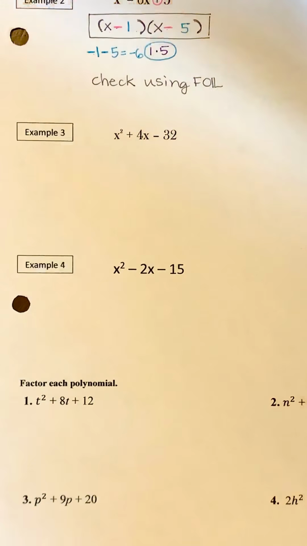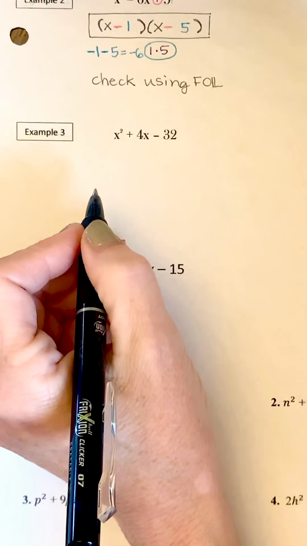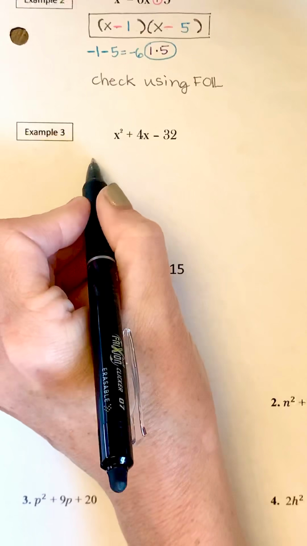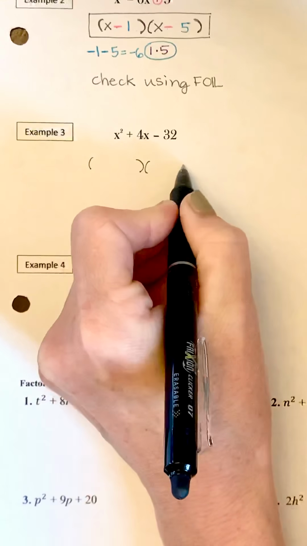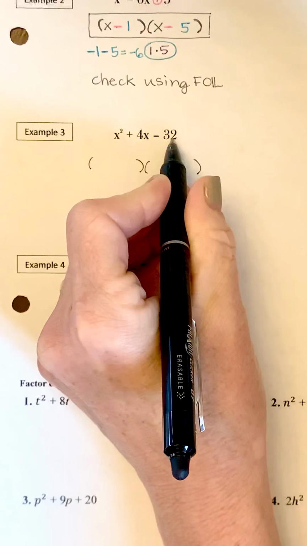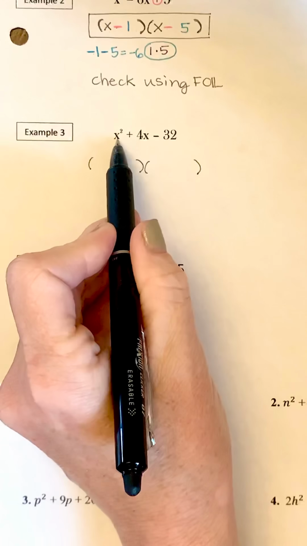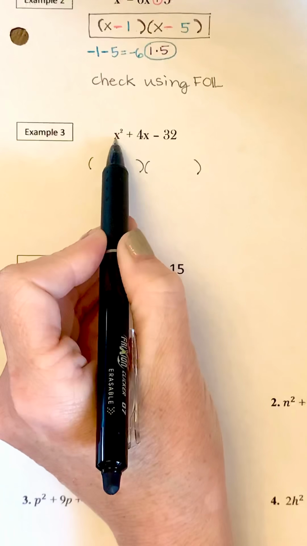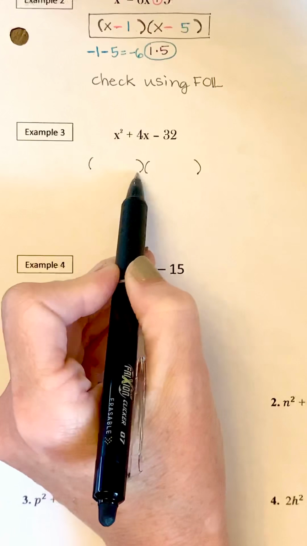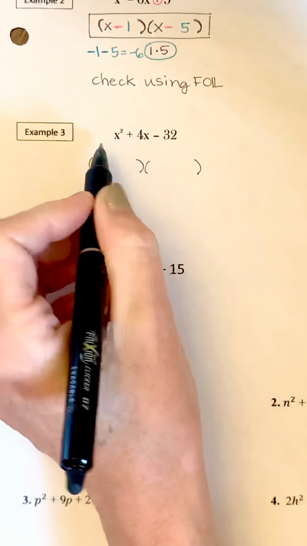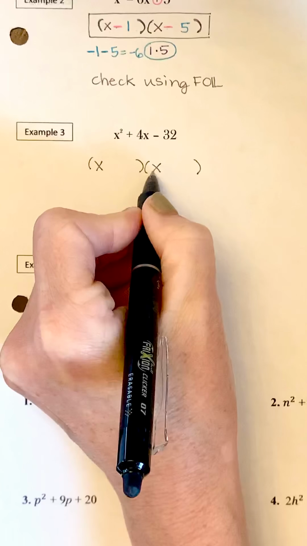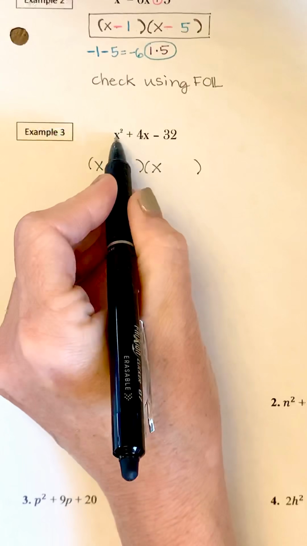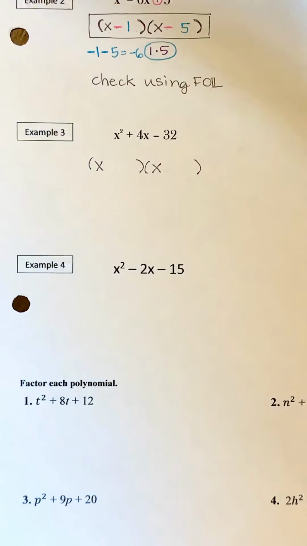So step 1, write the parentheses for the answer and determine the first term of each binomial. So I have a trinomial here. I'm factoring it. By experience, you know that a binomial times a binomial will give me a trinomial. So to figure out what was multiplied together, in other words, the factors, what's being multiplied together are called factors. To figure out the factors of this trinomial, I'm going to have a binomial times a binomial. And first terms of the binomials will multiply to give me the first term of the product. So this is x squared, so I know it has to be x times x.